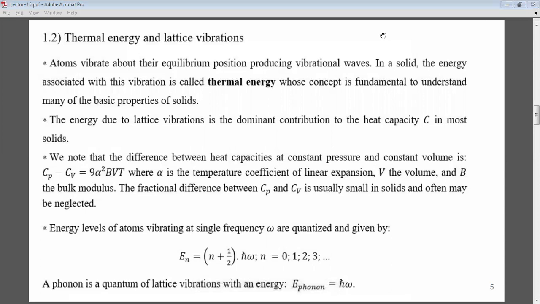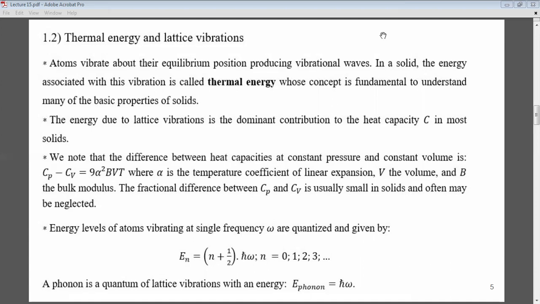Okay. So thermal energy and lattice vibrations. Atoms vibrate about their equilibrium position, producing vibrational waves. This is what we discussed last time. In a solid, the energy associated with this vibration is called thermal energy, whose concept is fundamental to understand many of the basic properties of solids. The energy due to lattice vibration. So when the lattice atoms start vibrating, they cause energy, okay? And this energy is called thermal energy. The energy due to lattice vibration is the dominant contribution to the heat capacity in most solids. And this is what we are interested in, to find this heat capacity.